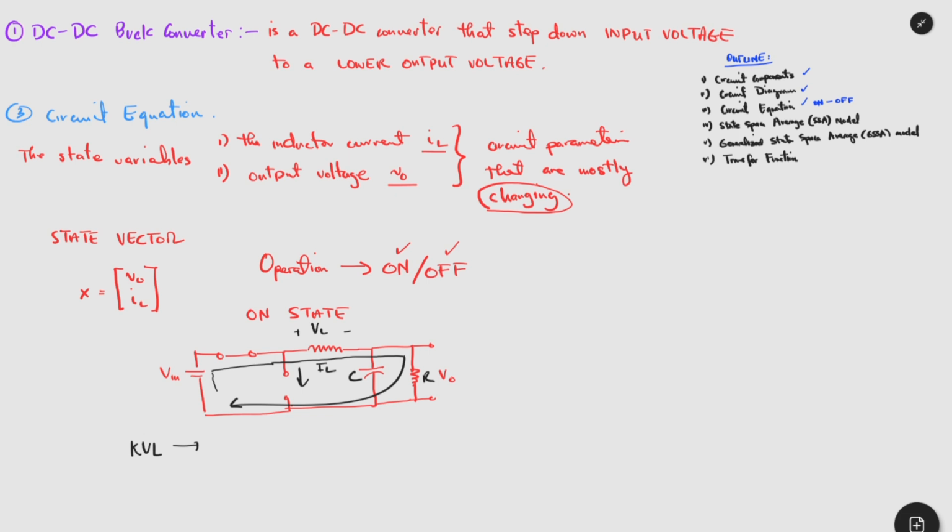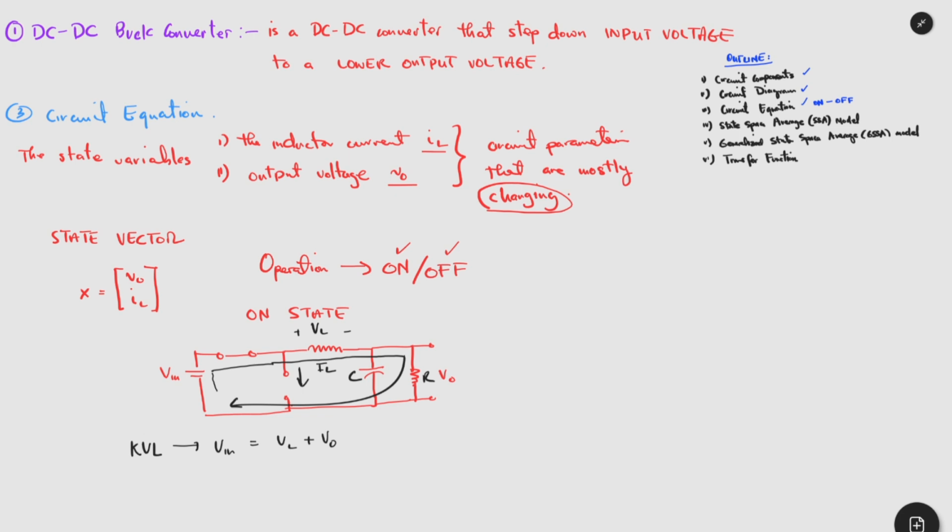We can say that Vin is equal to VL plus V0, where VL is the voltage across the inductor and Vout is the voltage drop across the resistor, which is parallel to the capacitor. So the voltage across the capacitor and the voltage across the resistor load will be the same because they are connected in parallel.